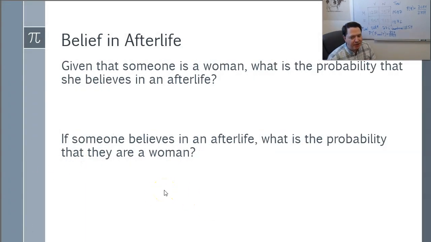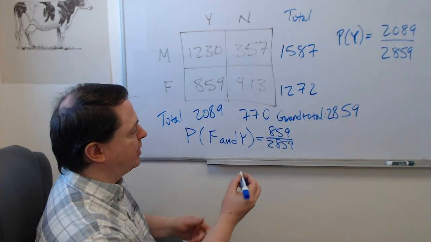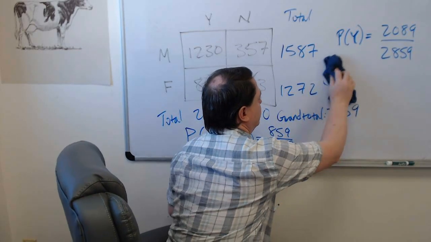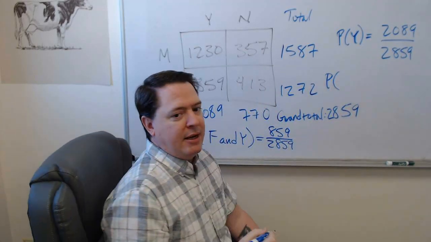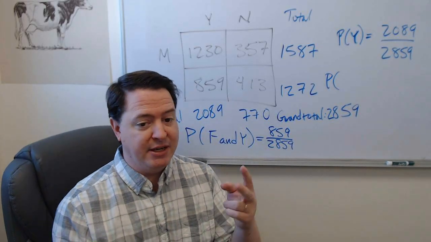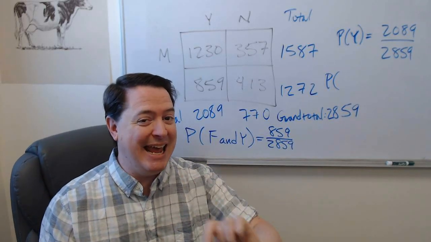All right, given that someone is a woman, well, now that sounds like I'm not just randomly selecting somebody. This is specifically from the people that marked female here. What's the probability she believes in an afterlife? Okay, so given that someone is a woman, right? So we're looking for the probability, and remember, given that should be a key word that makes us think of conditional probability. The two common phrases that you'll see for conditional probability are given that and if, right?